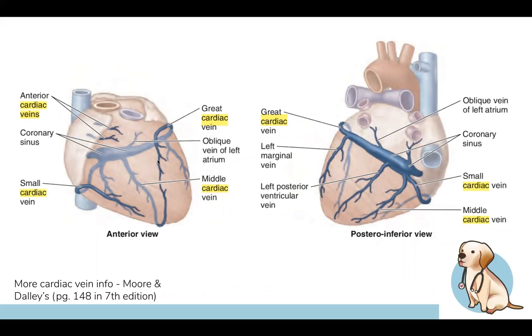Here's just another picture of it from Moore's. You have your great cardiac vein, your small cardiac vein, and your middle cardiac vein comes up around. And as you can imagine, that follows very similar to your LAD and your PDA, the way that works. And then your coronary sinus, the big chunky one.